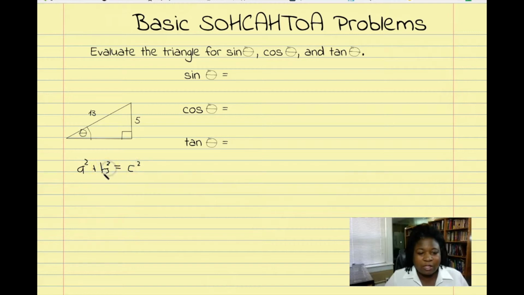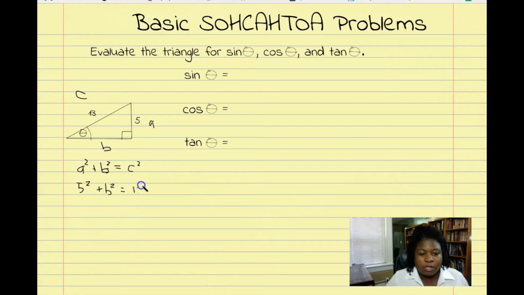And in this case, you want to decide, well, you know that the hypotenuse is always c, and then the other 2 sides are a and b. And it doesn't matter which is a and which is b. In this case, we're going to find b.